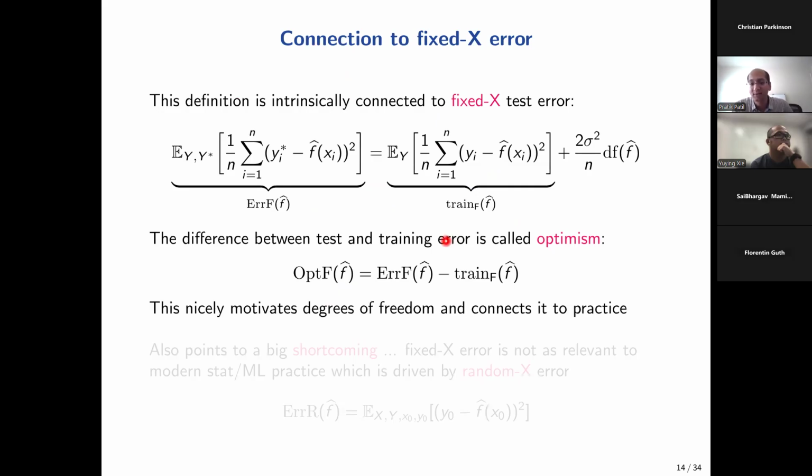You can see here one reason why people in statistics have been interested in this DF: if I have some estimate of this DF, and I have some training error, and I add this term, 2 sigma square by n times some estimate of DF, then I get an estimator for my fixed X prediction error. That's why, classically in statistics, people have been interested in this object.